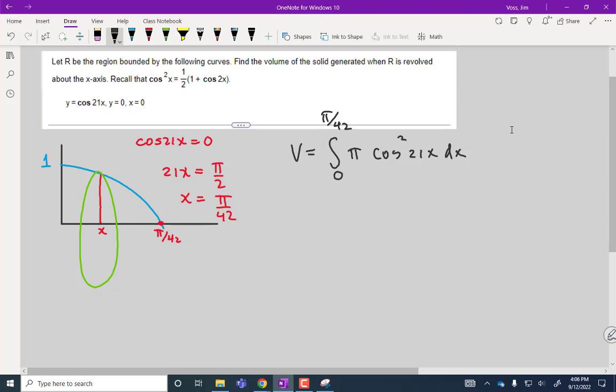Any issues or questions with that? So, area of a disk is pi times the radius squared, and that function is representing the radius of the disk. So wherever you draw your element, it's this function that's going to give you the height here. It's going to give you the distance above the x-axis, which is the radius.